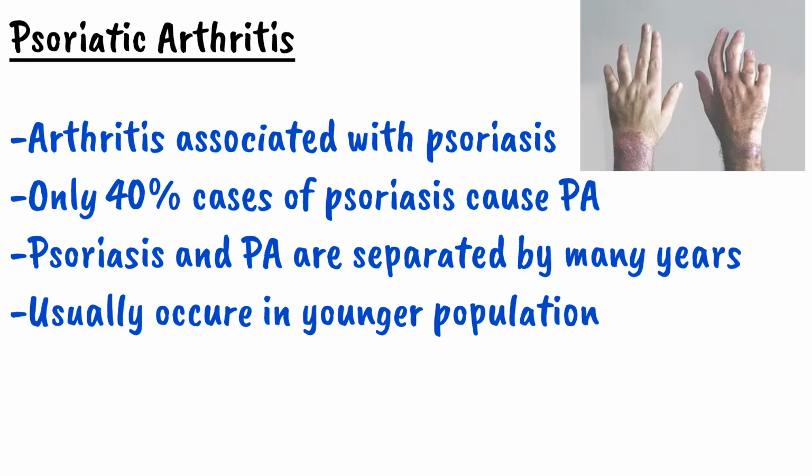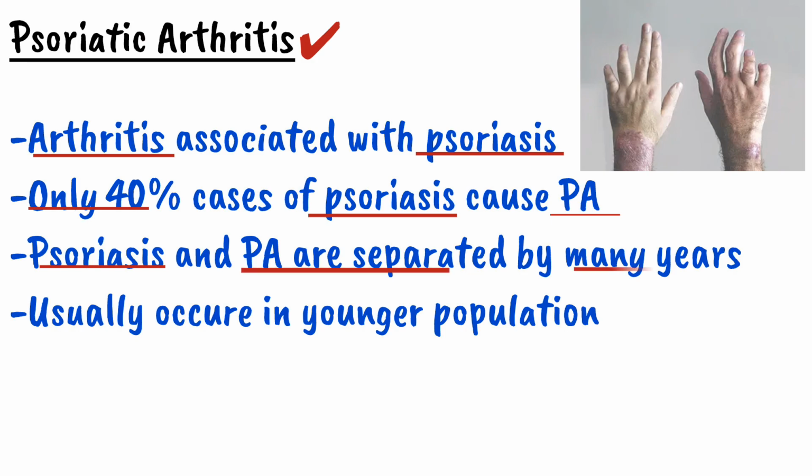In the second video on seronegative spondyloarthropathies, the first disease we are going to discuss is psoriatic arthritis. Psoriatic arthritis is arthritis associated with psoriasis, but not all psoriasis patients will have psoriatic arthritis. Only about 40% of psoriasis patients develop psoriatic arthritis. The two are usually separated by many years, on average about 10 to 15 years, meaning that a patient with psoriasis will develop psoriatic arthritis after 10 to 15 years. It usually occurs in a younger population.